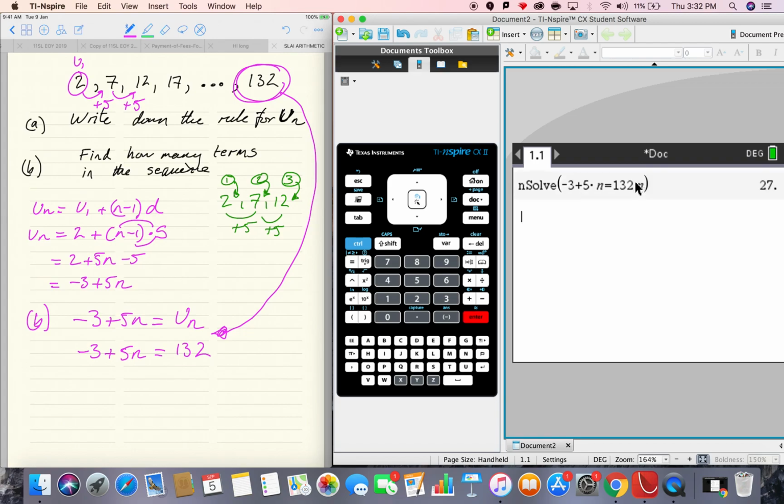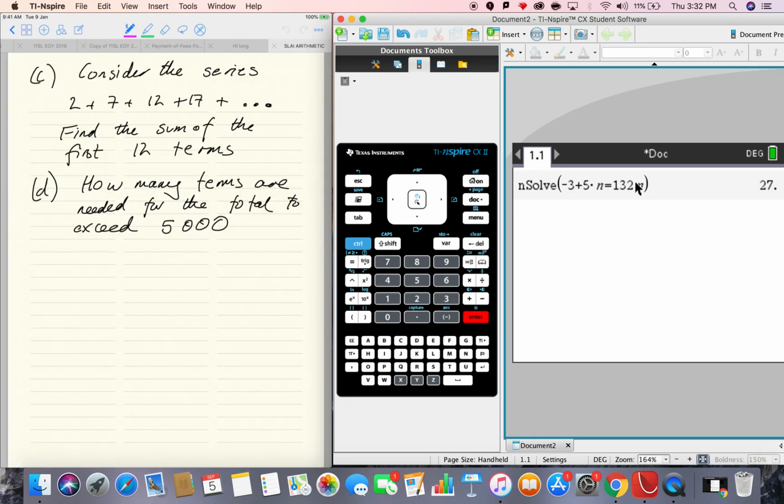But look over here, 5n equals 132 plus 3, sorry. So 5n equals 135, n is equal to 135 divided by 5, which equals 27. So either way we get to the correct answer. Alright, let's have a little look.